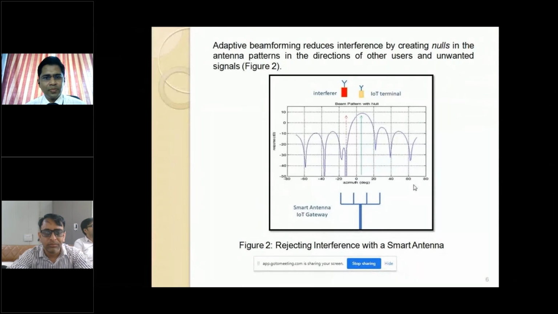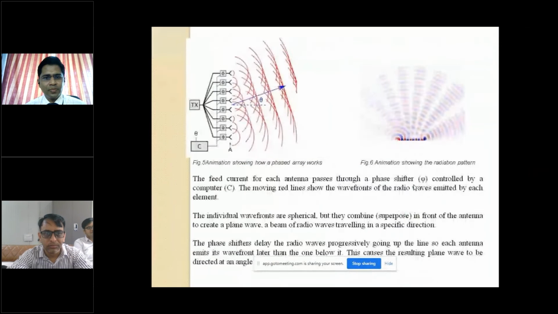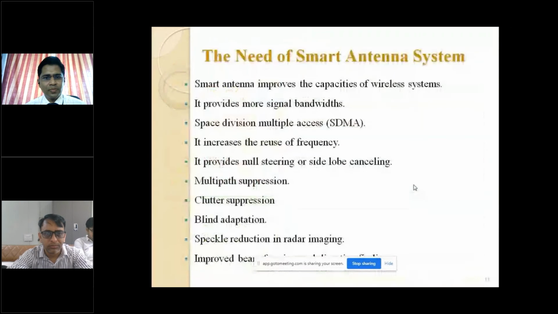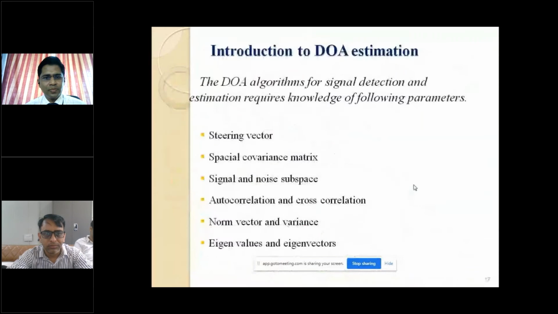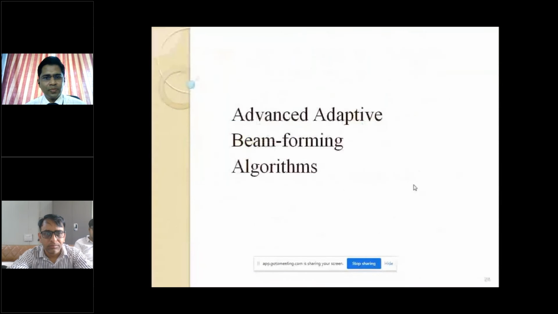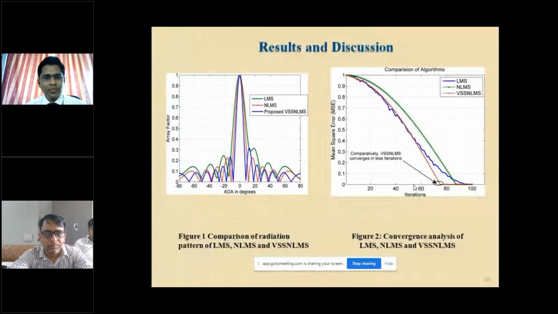This is one. But the radiation pattern in more detail is through our simulated result, where I can explain it in a better way. You can see the radiation pattern in figure 1, for the least mean square algorithm, LMS, the NLMS algorithm, and the variable step size algorithm. Here in the radiation pattern, there will be a main lobe. Always this main lobe is towards the user direction.